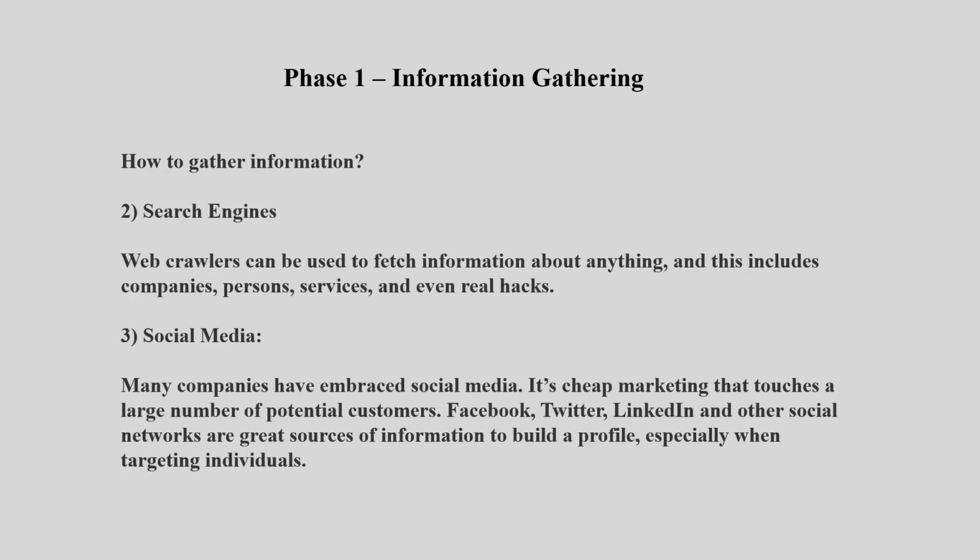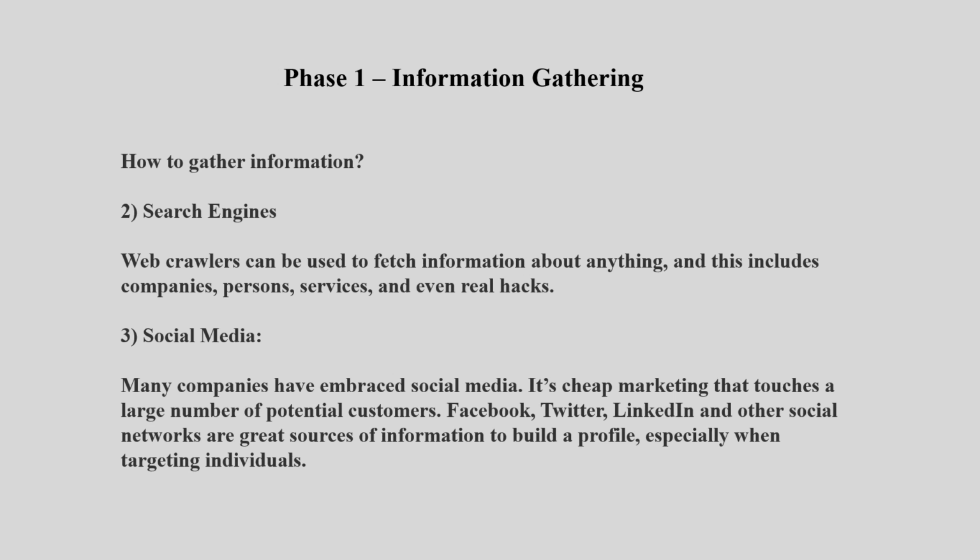Let's see the second source. The second source is search engines. Obviously, web crawlers can be used to fetch information about anything, and this includes companies, persons, services, and even real hacks. So Google is the best place to find information. The third source is social media. I love social media, by the way. I love doing reconnaissance on social media.